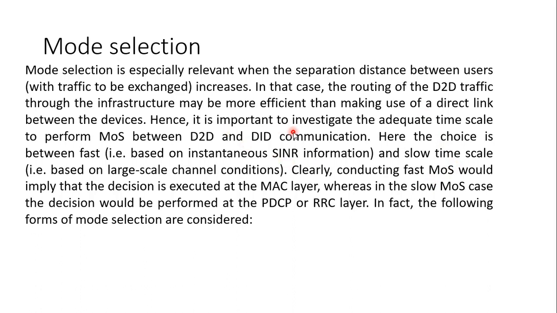So as and when the distance between two devices increases, it is better to use DID communication, that is a connection between the base station and the device, rather than D2D. For slow mode selection, the decision will be performed in the RRC layer, whereas for fast mode selection, the decision can be made in the MAC layer.